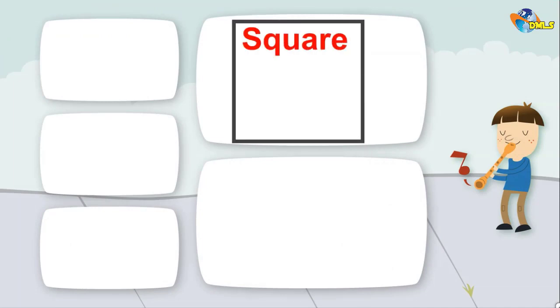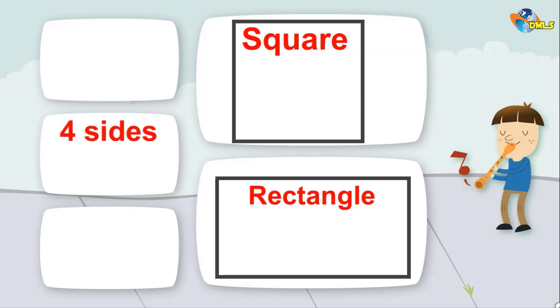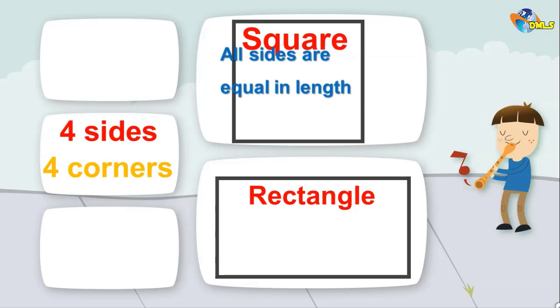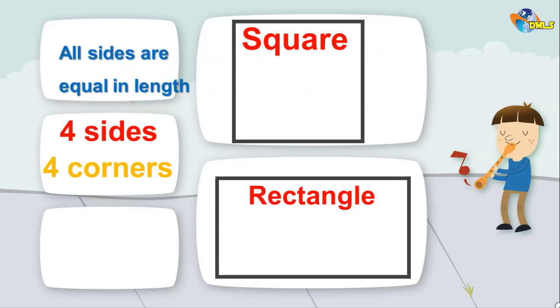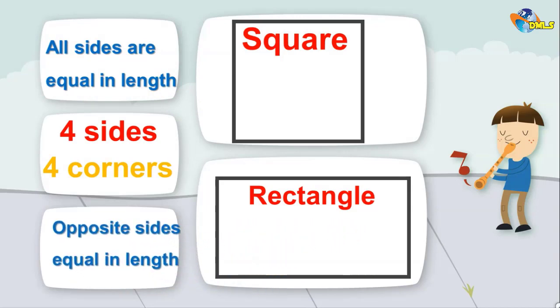I want to compare a square and a rectangle. They have the same number of sides: 4 sides and the same number of corners. They have 4 corners, but the difference between them is about the sides. In a square, all sides are equal in length, but in a rectangle, opposite sides are equal in length.